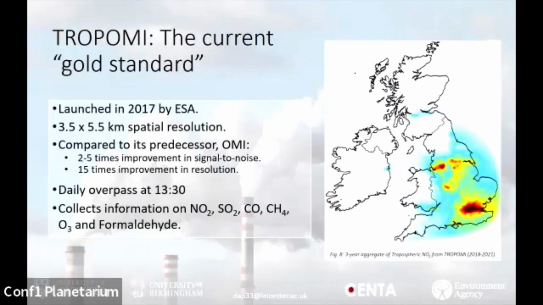So back to my research and things concerning air quality regulation. The instrument I predominantly use is Tropomi. It was launched in 2017 by ESA, and we've got data from mid-2018 onwards, so we're starting to build up that long-term data set. It boasts a 15 times improvement in resolution and a 2 to 5 times improvement in signal-to-noise ratio compared to its predecessor OMI. We get near daily global coverage, clouds permitting, and has a 1:30 PM overpass. It collects information on a range of pollutants, which makes it quite useful and relevant for air quality regulators.